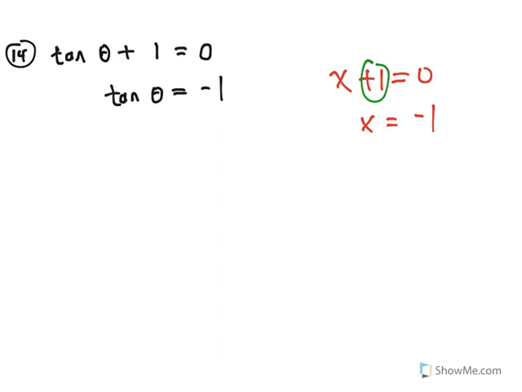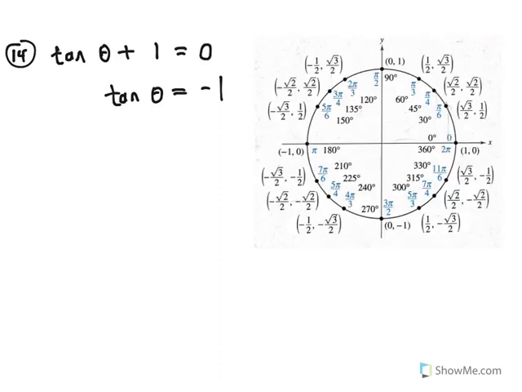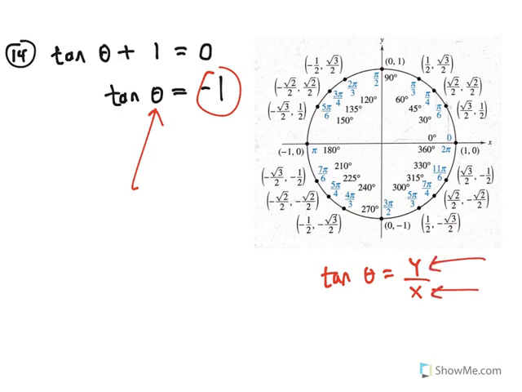And what are we going to do now? We need to go to the unit circle. So we know that tangent of theta is defined as y over x. So what are the angles whose tangent is equal to negative 1? Well, that will happen when y and x have the same magnitude but opposite signs. So that happens over here, where y and x have the same magnitude, square root of 2 over 2, but opposite signs. And it also happens over here, where y and x have the same magnitude, square root of 2 over 2, but opposite signs. So tangent of theta will be negative 1 at these angles, at 3 pi over 4 and any of its coterminal angles, and also at 7 pi over 4 and any of its coterminal angles.